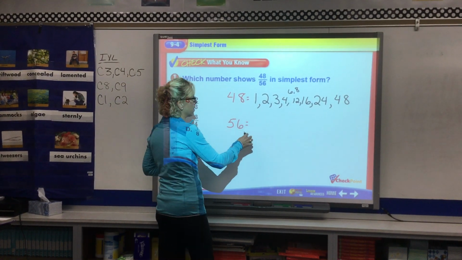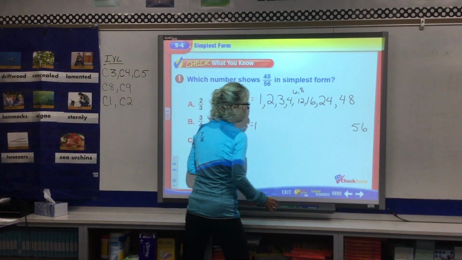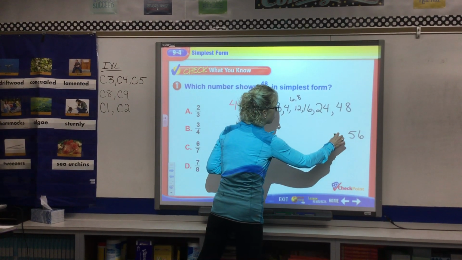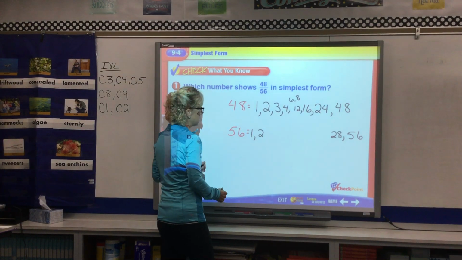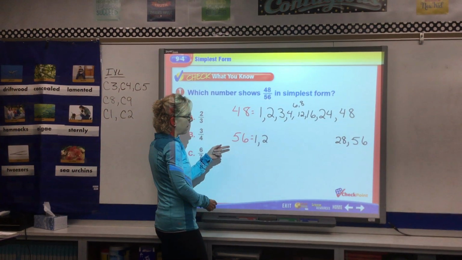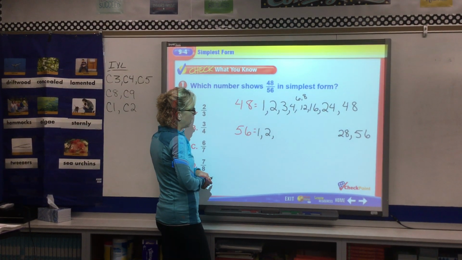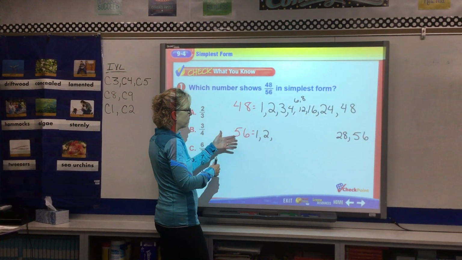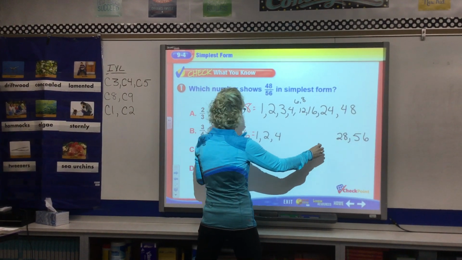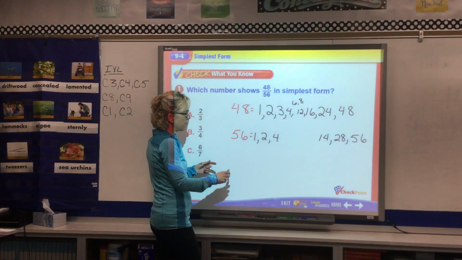If I look at 56, I'm going to list those. I'm going to give myself a little extra room here. 1 times 56 is 56. It's even. So I know that 2 times 28 is 56. When I think about my threes trick, 5 plus 6 is 11. So I know 3 doesn't go into 11, so that does not go in there. 4, I can divide it out, or I can know mentally that 4 times 14 is 56.